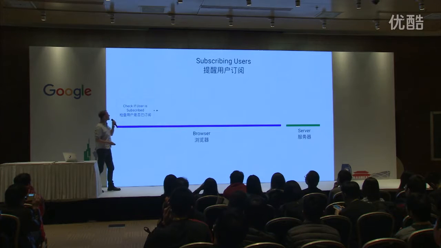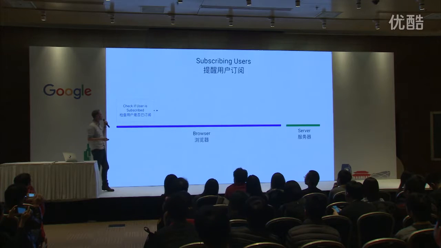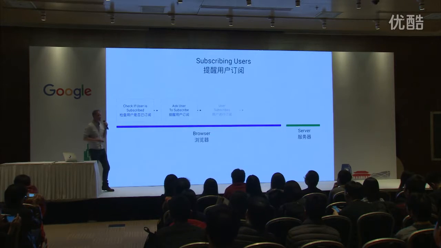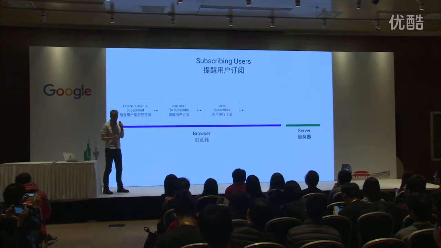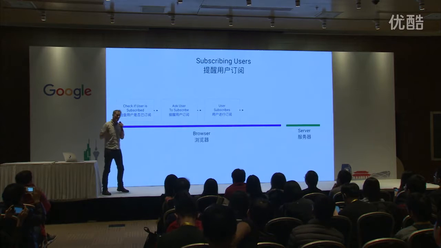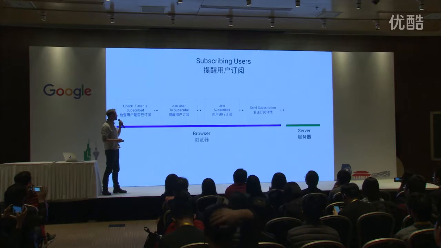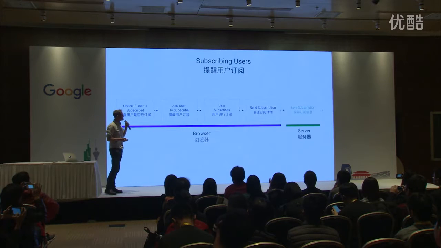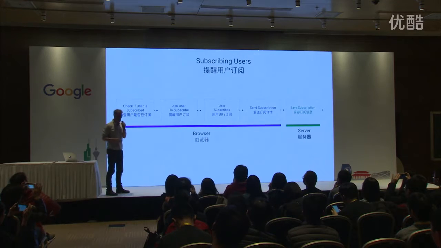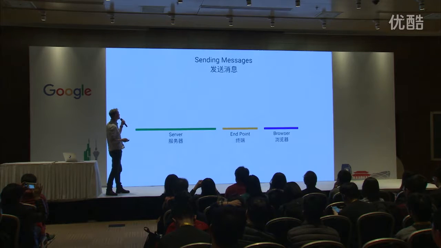So, okay, here's the process for subscribing users. Of course, the first thing you've got to do is check if the user is subscribed. If they're not subscribed, you ask them to subscribe, and then they go through a subscription process. They get subscription data that identifies them from the browser. I'll show you how that works. You then send that subscription data to your server and store it on your server, so you can then contact that user later to send a message.